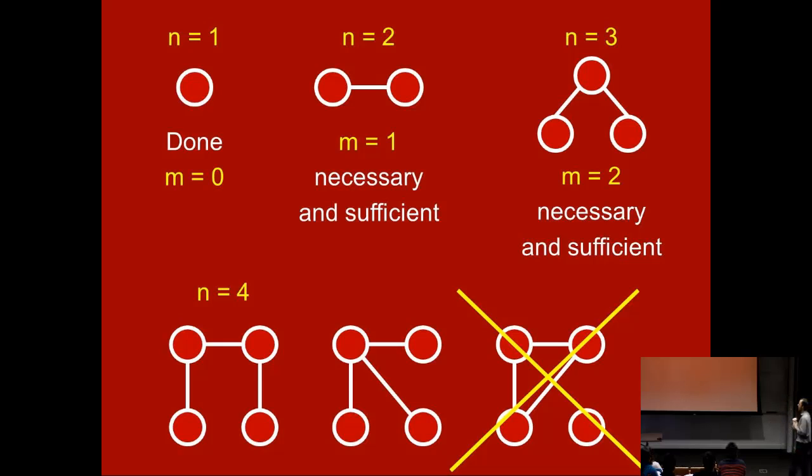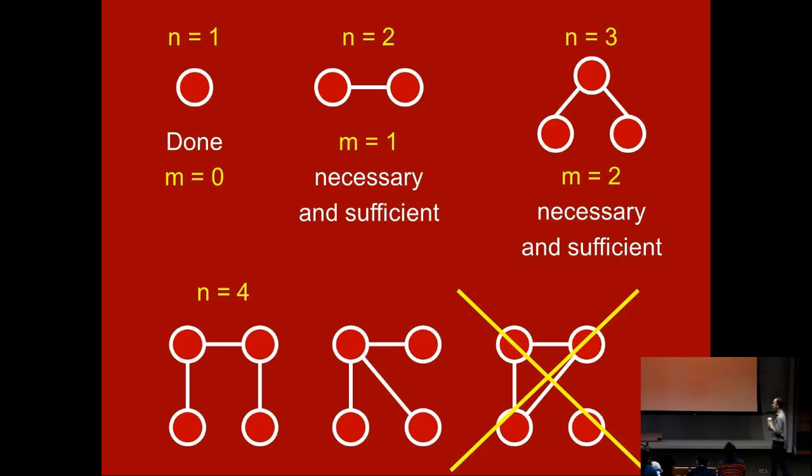Okay, so here we did it with 0 edges. Let's say n is 2. Well, it's not connected so far, so we better add at least one edge. There's only one choice, and now it's connected. So that was also easy. One edge is necessary and sufficient to make it connected.